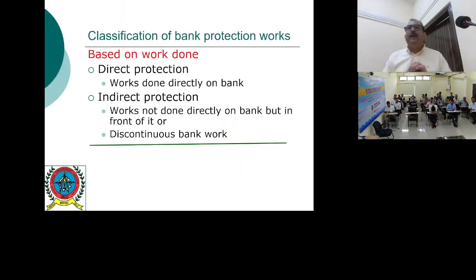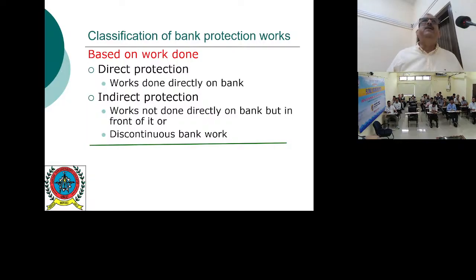Now, this bank protection works, we can classify into two parts. One is direct protection, the other one is indirect protection. Direct protection means works done directly on the bank. Say, reprep or geobag that we do. These are directly done on the bank. These are called direct protection.